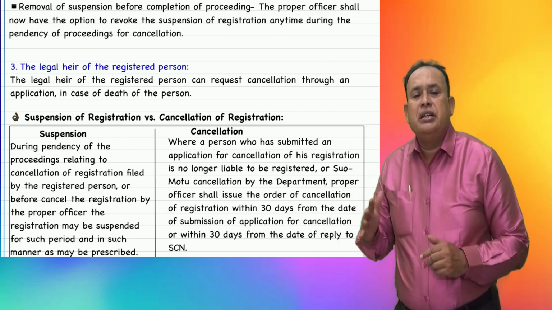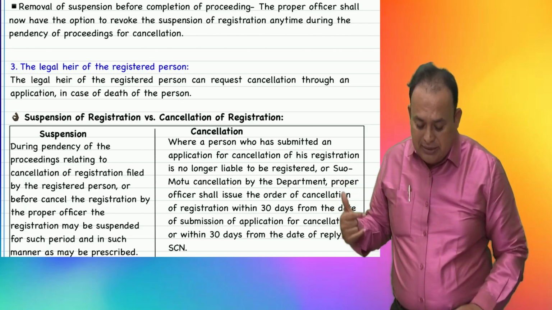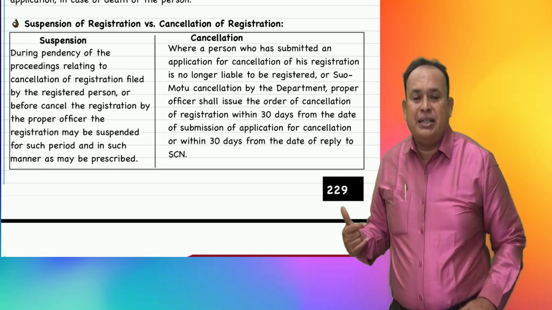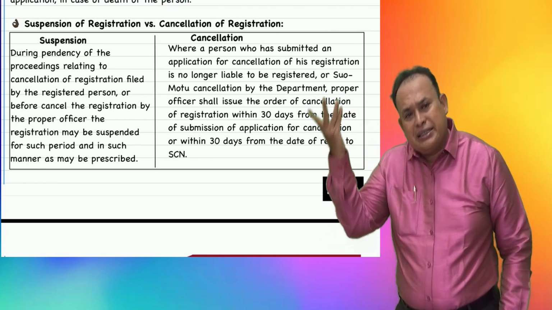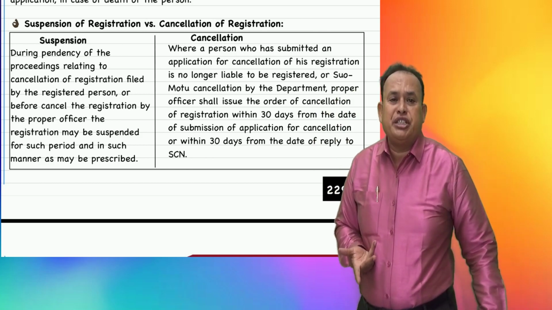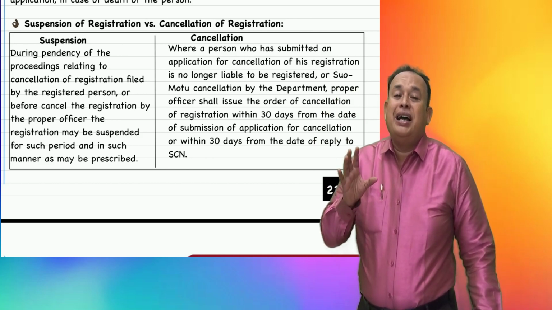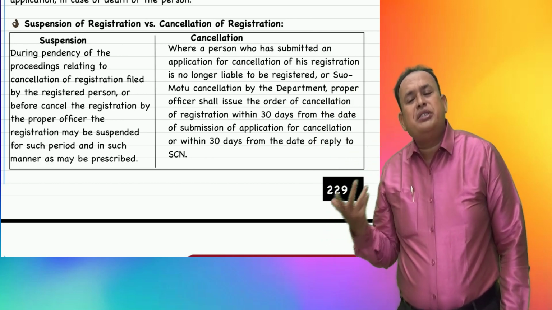Suspension of registration: suspension is the first step, cancellation is the second step. I have given the difference between suspension and cancellation in the best interest of academics, where the examiner may ask you to differentiate between the suspension of registration and cancellation of registration. In that case, what does suspension mean?